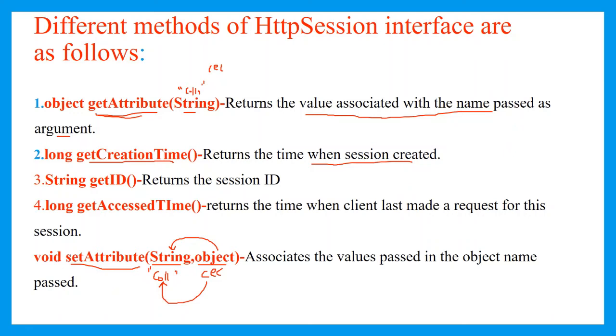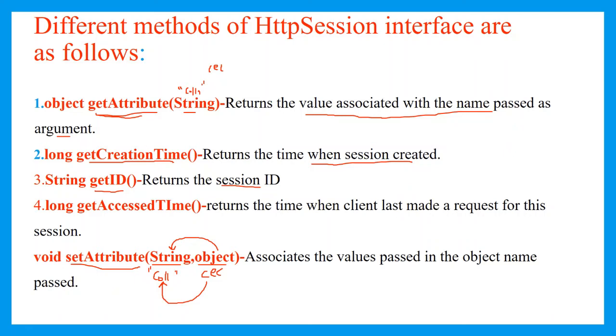Then getId. The getId method returns the session ID. As and when the user makes a request to the server, a session ID is generated. Now I want to see what session ID has been generated for the client request. For that we will make use of a method called getId.